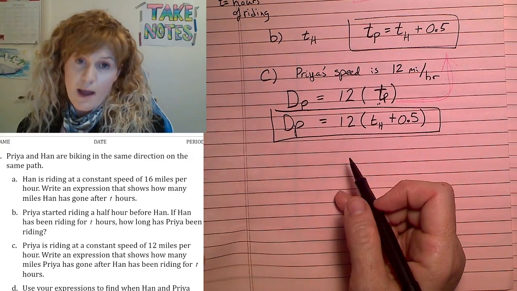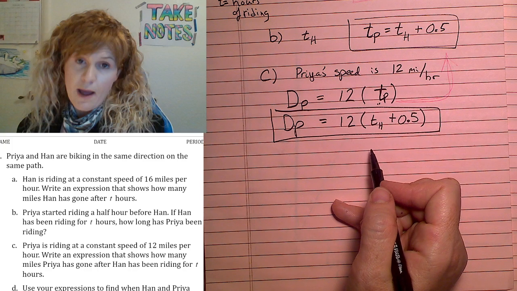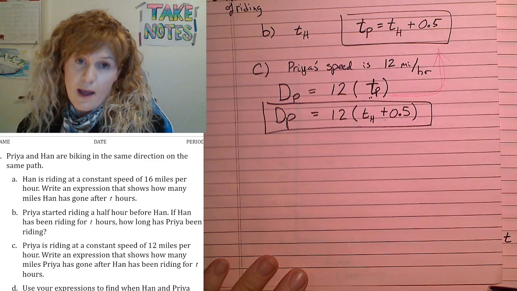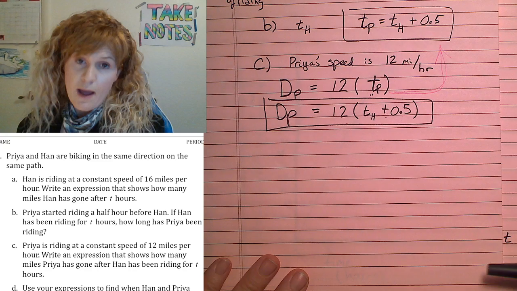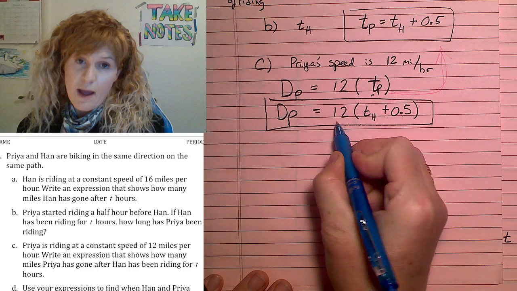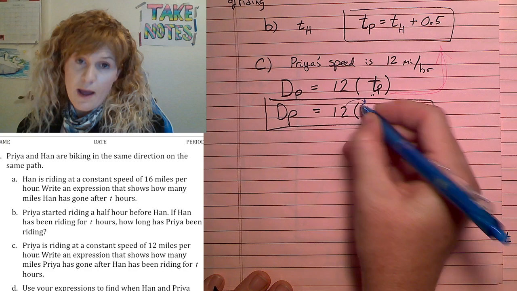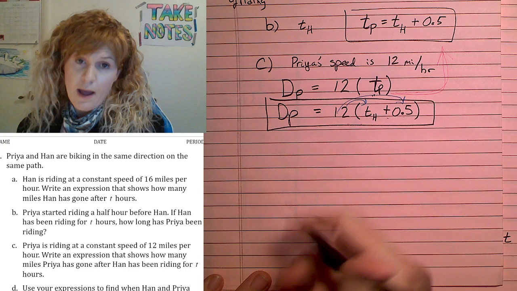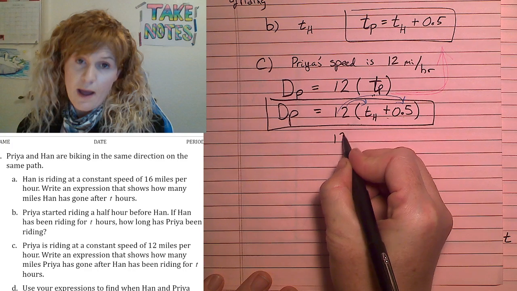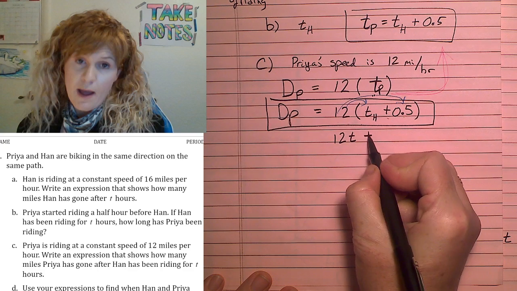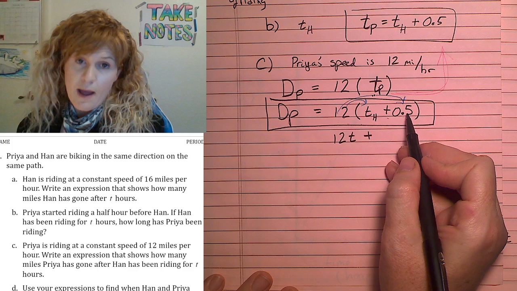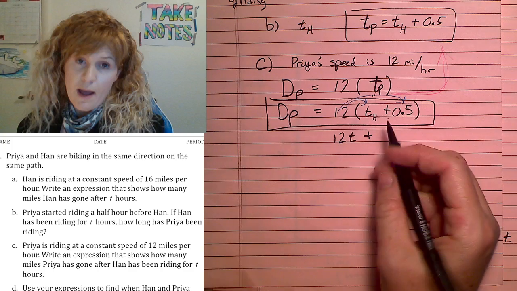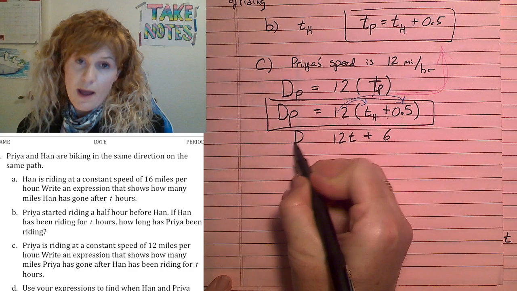And I'm going to graph this now. Wait, before I graph it, I should simplify it. Don't you think? We have these parentheses. I'm going to use the distributive property and simplify this. So remember, when you have a number outside of parentheses, you need to multiply it through the terms in parentheses. We're going to distribute it. So 12 times t is 12t plus 12 times 0.5. Well, 0.5 means 1/2. So 12 times 0.5 means half of 12. That's 6.